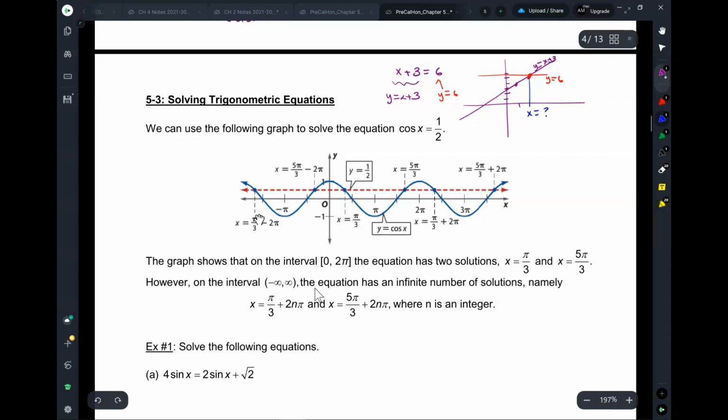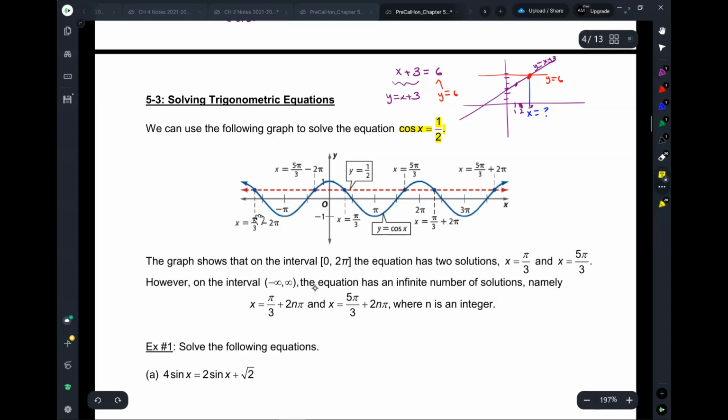And so x equals 1, 2, 3, okay? So that's pretty much what you're doing. When you solve algebraically, that's what you're doing. So what we're going to do now is use that to solve trig equations. So suppose you have this equation to solve.